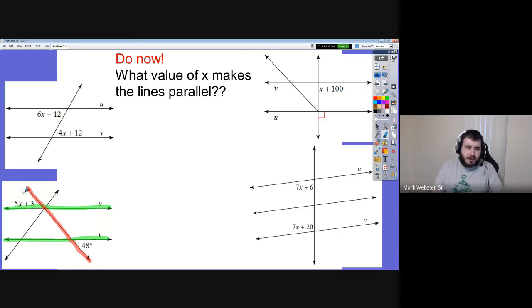And so we can see better now that these two angles are alternate exterior angles, right? They're both on the outside of the sandwich. One's on the left side of the red line, one's on the right side of the red line, right? Alternate exterior angles are congruent, so we can make our equation that 5x plus 3 equals 48, right? This equals that. So let's do our math here.